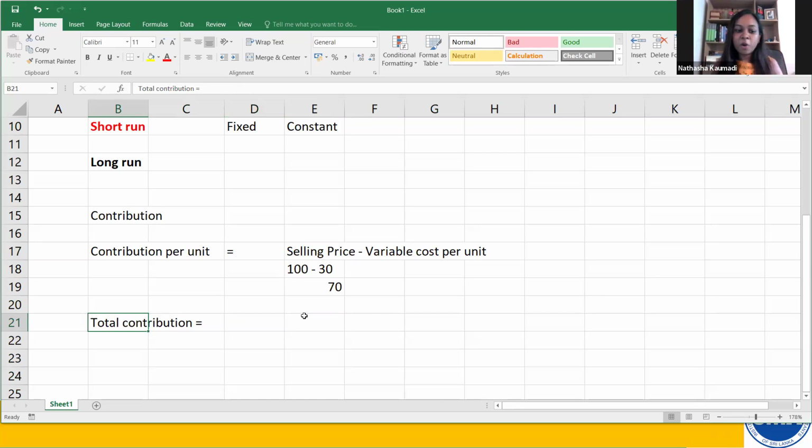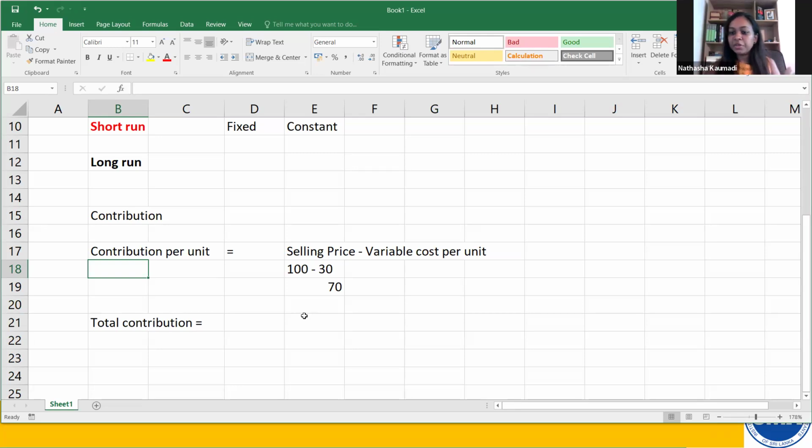Now, tell me the formula for total contribution as well. The contribution per unit we can calculate by taking the selling price and deducting variable cost per unit. That's true. What about total contribution? How can we calculate total contribution? There are two ways to calculate. I'm talking about the formula method.